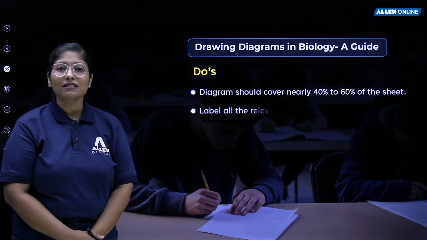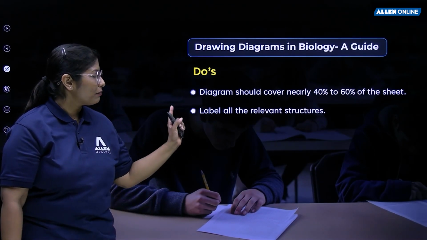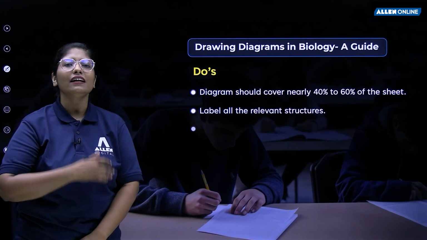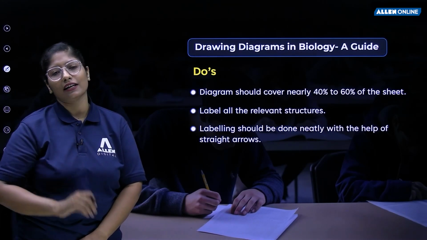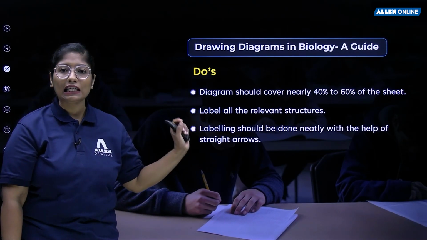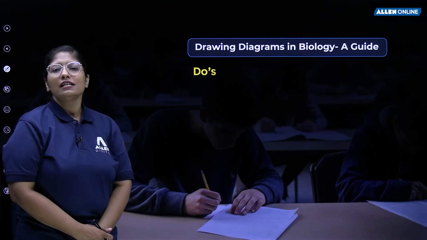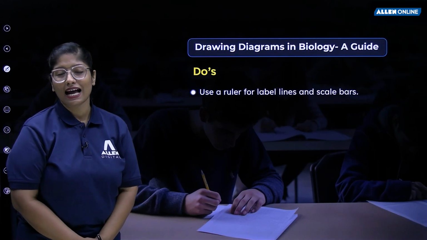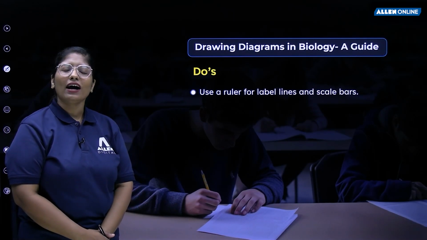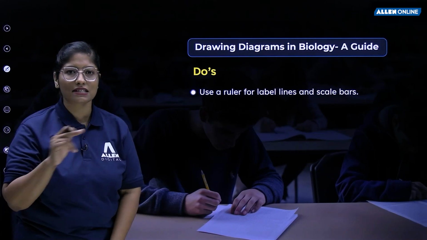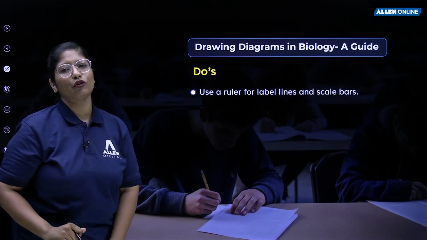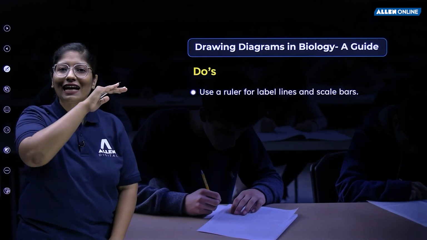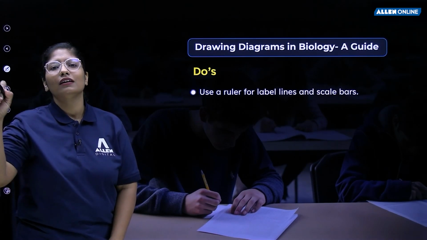Okay. Next is that whenever you're drawing the diagram, label all the relevant structures of your diagram. Okay, and you should label them with the straight arrows. Okay, so labeling should be done neatly with the help of straight arrows. Some more do's are that you should use a ruler for label lines as well as for your scale bars. Now at times you have to draw the bars, okay, the scales, the bars, so use a proper ruler for drawing them. Also for the label lines use the rulers so that the lines are straight, they are not dwindling here and there.